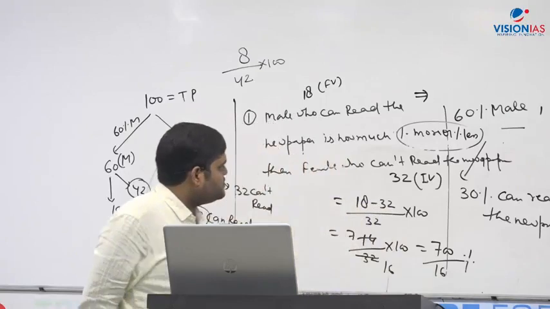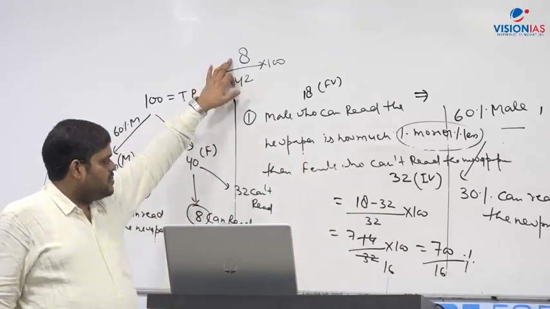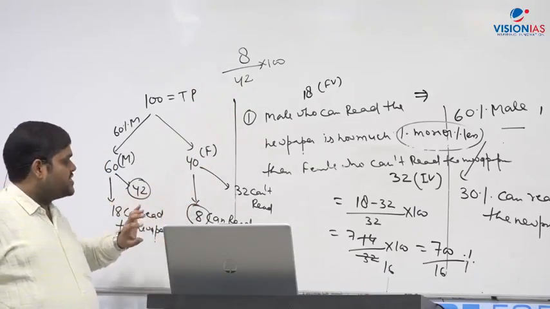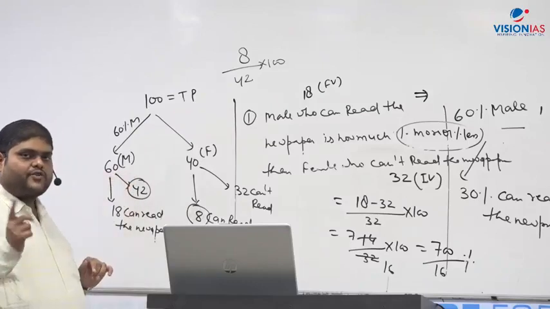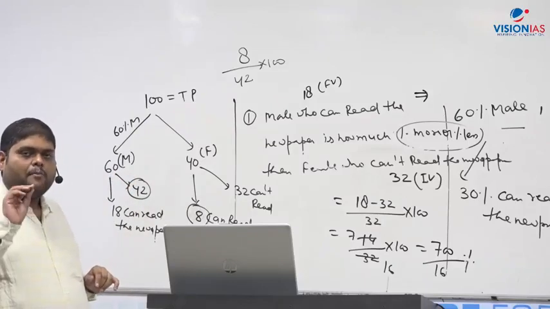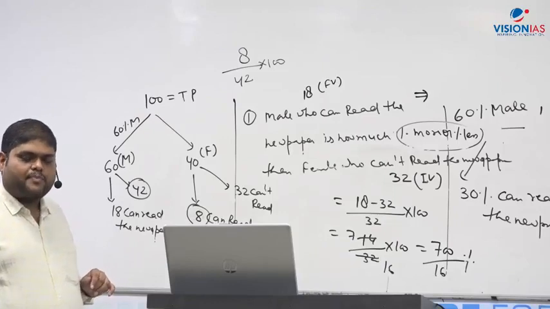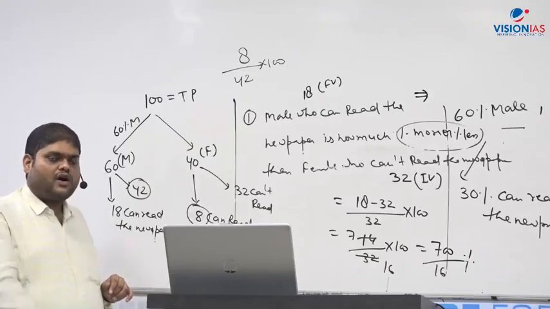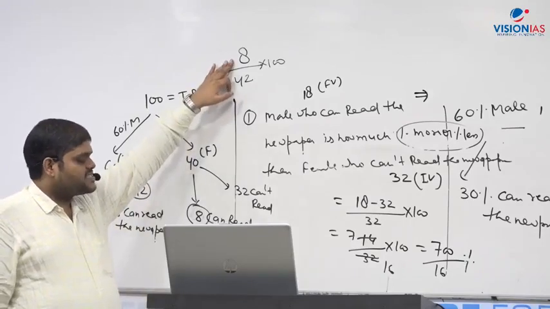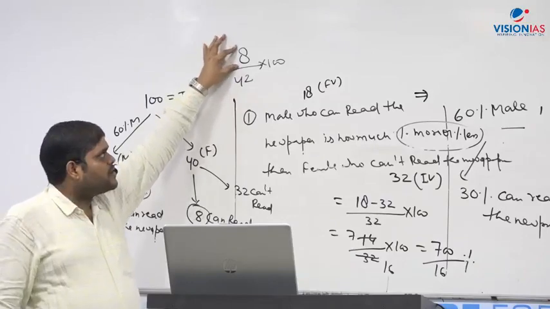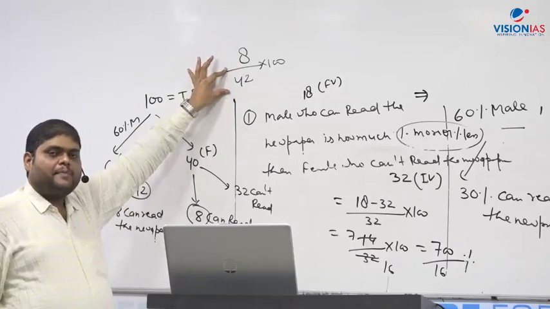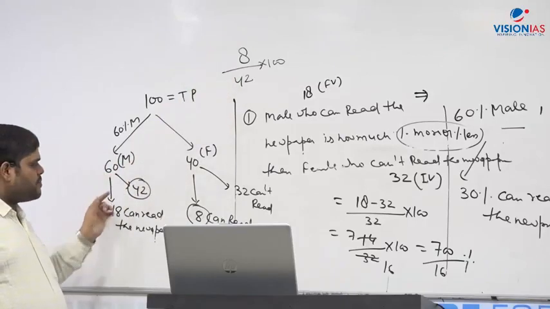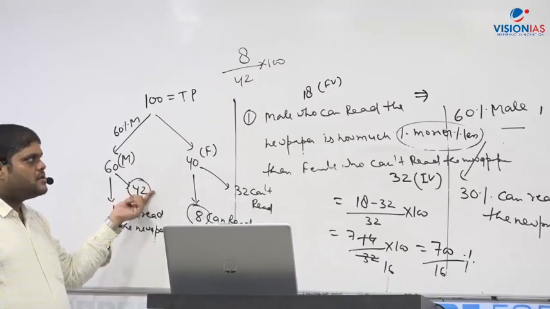The question was, the female who can read the newspaper is what percent of the male who cannot read the newspaper. So I told you X is what percent of Y means X upon Y into 100. So what is X? X is the female who can read the newspaper, as a percent of the male who cannot read the newspaper. So out of 60 males, 18 can read the newspaper, so 42 cannot read the newspaper.